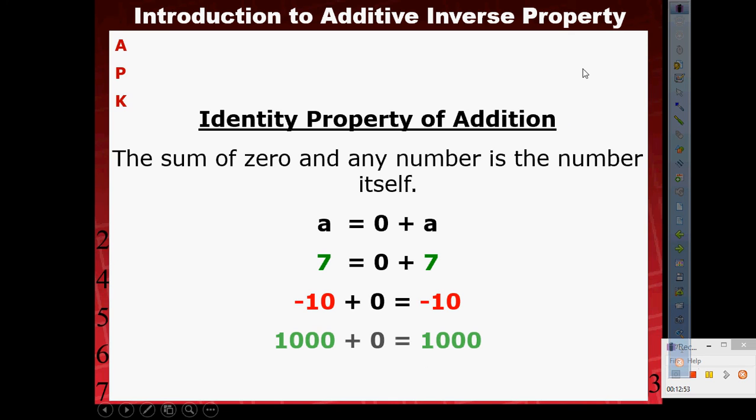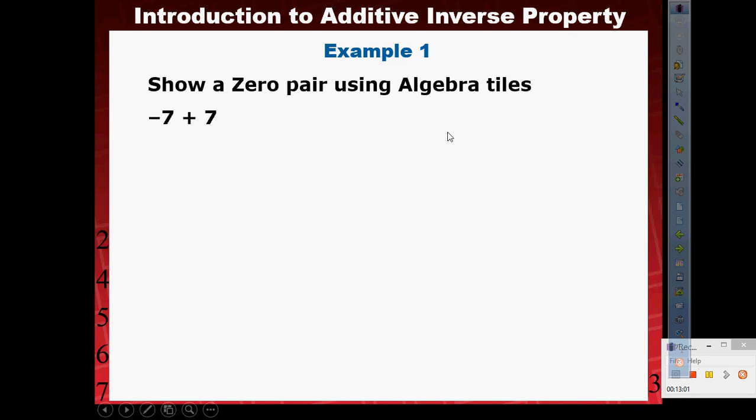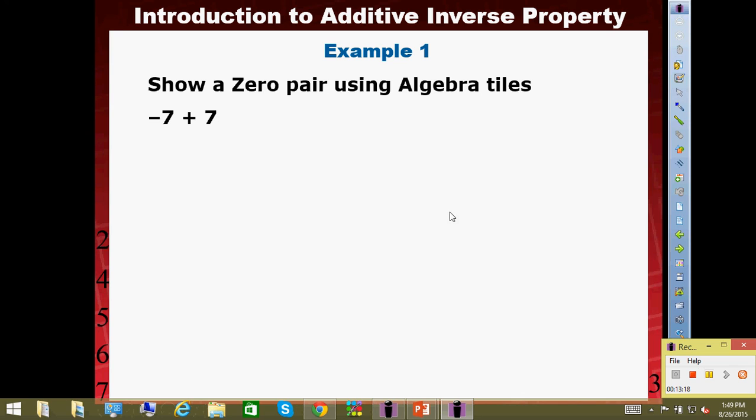Okay? So with that said, underneath the Frayer model, copy this example down, please. You have about 7 lines underneath that Frayer model, right? Copy example 1, and it says, show a 0 pair using algebra tiles, negative 7 plus 7. Copy that, and then I'll show you what to do next. Okay, now that you copied this, we're going to do this one together. So now I'm going to switch to the camera so you guys can see exactly what I want you to do with the tiles, okay?